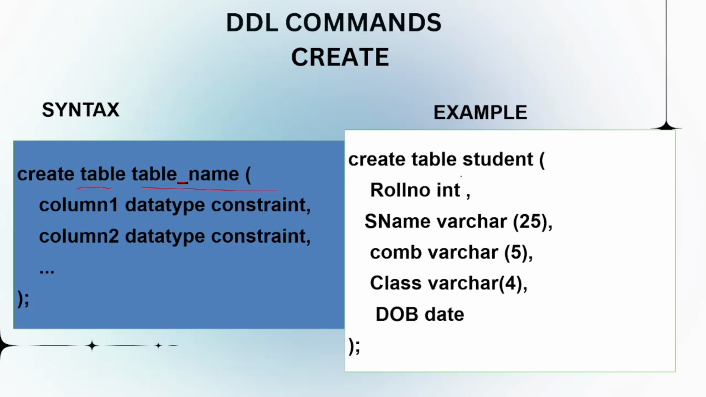What is the example? As we discussed, I'm going to create a student table now. So create table student. I'm including roll number as my column name. The data type is int, comma, name varchar of 25, no space here, comma, combination. Combination means whether it is PCMB, PCMC, CEBA or any other combination, varchar of 5, comma, class varchar of 4, and date of birth date. Then closing with semicolon. This is how you create a table.